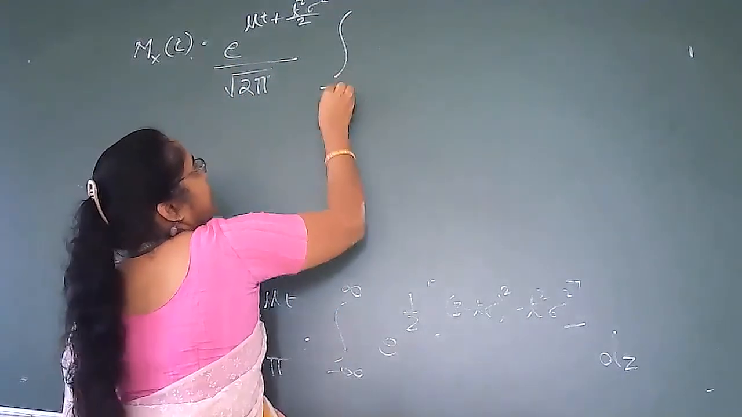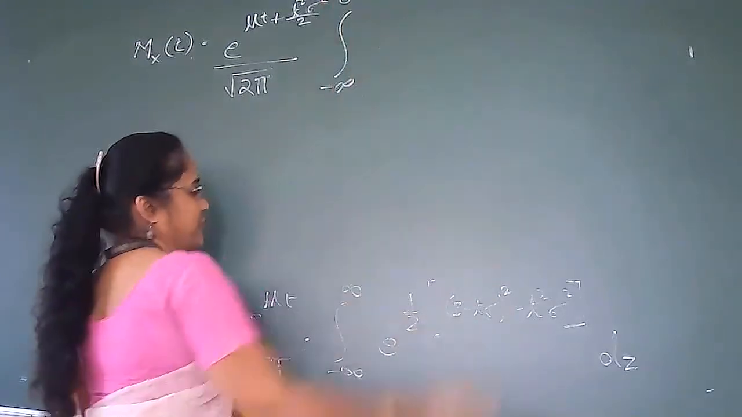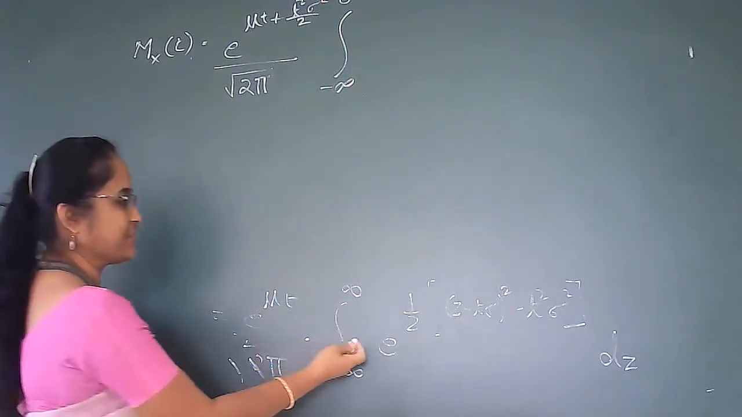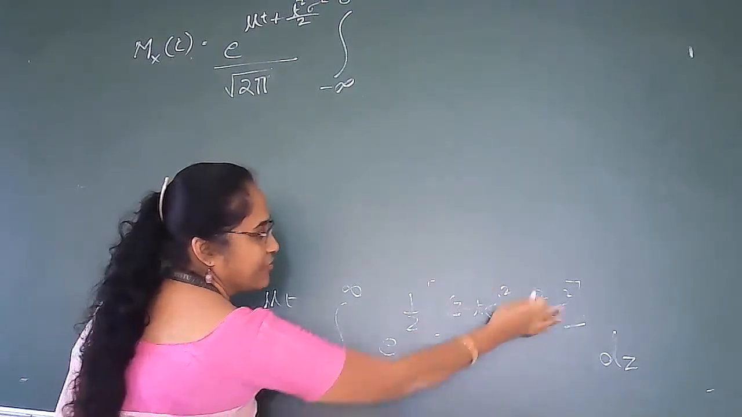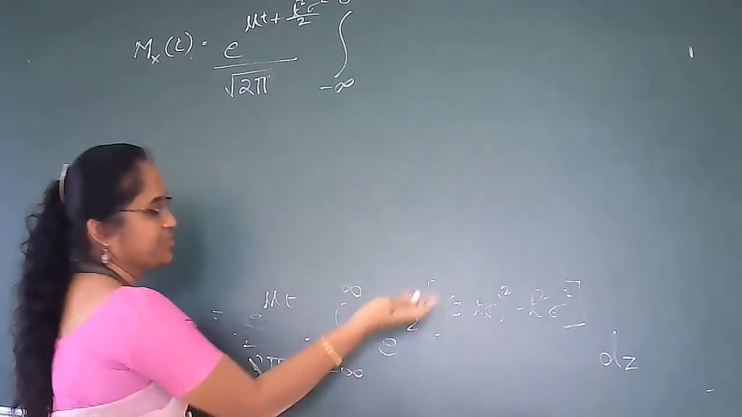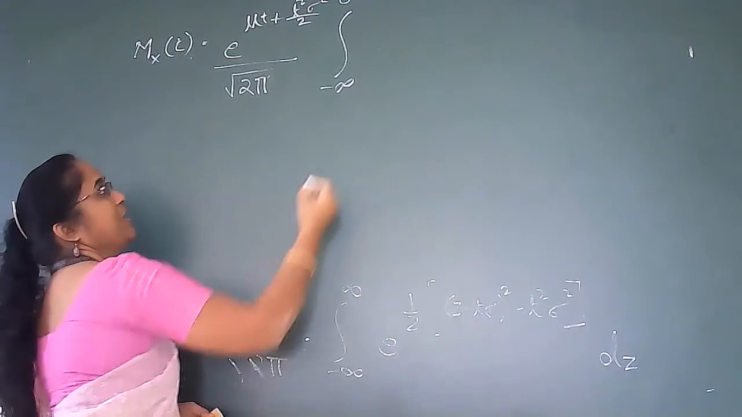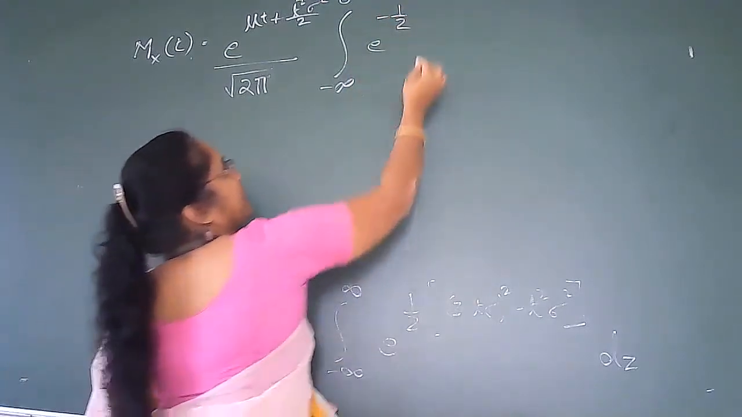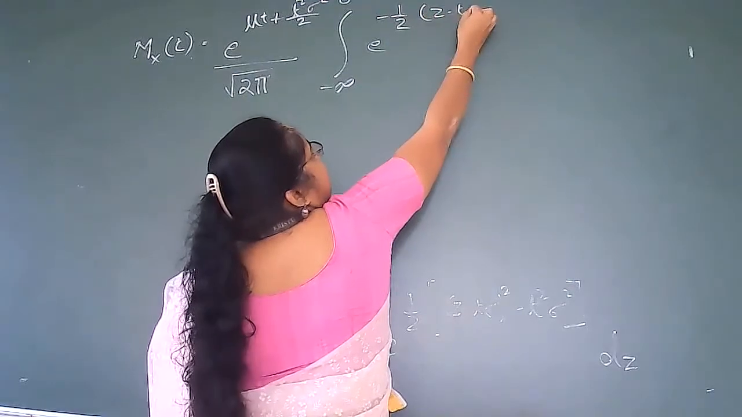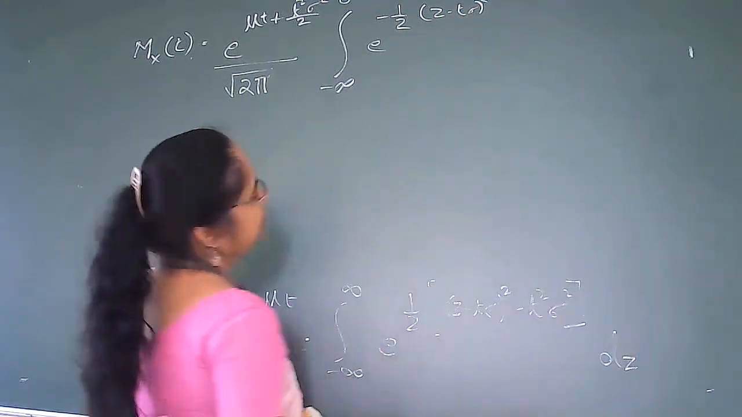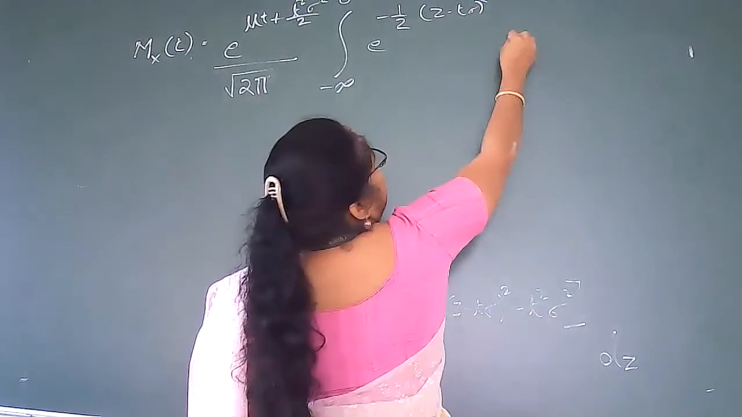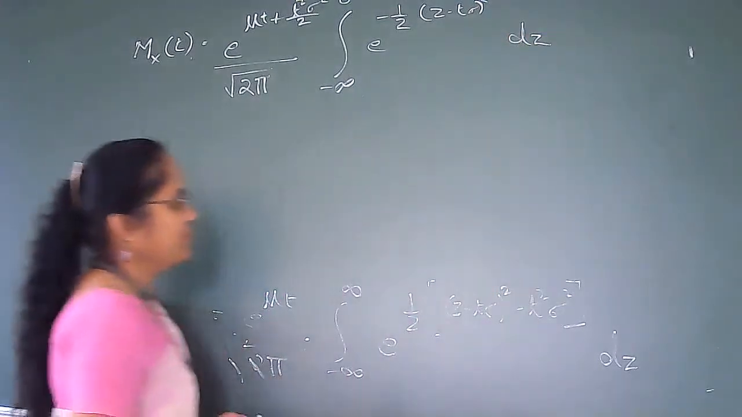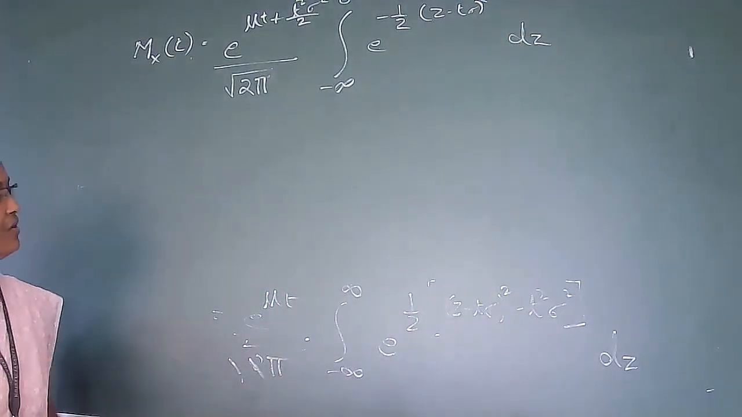Upon root 2 pi, integration from minus infinity to plus infinity. What is left? This term is left. I have moved this term out. This term is left. So what is that going to be? It's going to be e raised to minus 1 half z minus t sigma the whole square dz. Right? I hope this is fine with everyone.